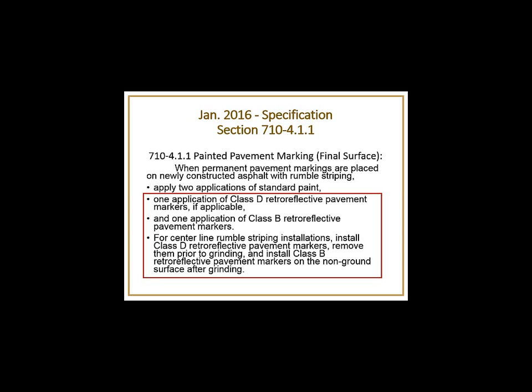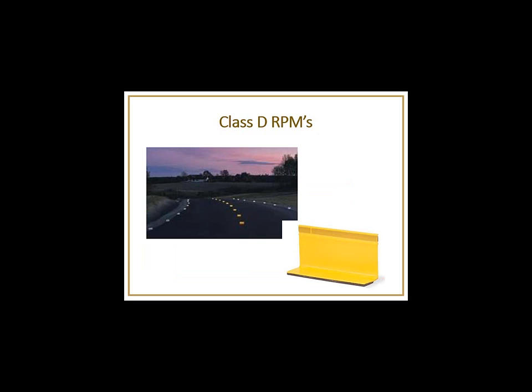If you're on a multi-lane road where you're dealing with edge lines, you're not having to deal with pavement markers. So the only time you have to deal with pavement markers in rumble striping and the conflict is when you have a 2-lane and you're grinding the center line. So this really only applies to 2-lane roadways.